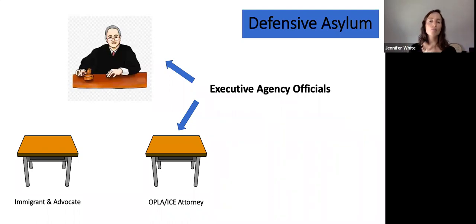So note that both of the other people in the room, the judge and the OPLA attorney, are executive agency officials. I flag this because you can see through this visual how the odds are really stacked against the immigrant, right? You have two government officials from the same branch of government sitting in the room under a lot of policy pressure, most likely to deny the client's case. So hopefully this will motivate you to want to do something about that and want to provide in-court representation.